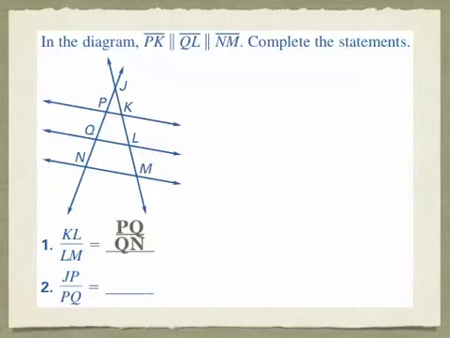They also give me the ratio and want me to write a proportion for the ratio JP over PQ. Well, JP would be corresponding to JK, and PQ would be corresponding to KL, so I would write JK over KL.